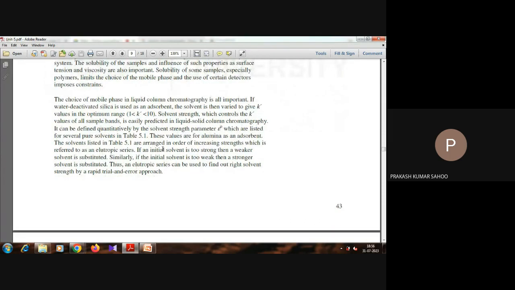The choice of mobile phase in LC is all important. If water-deactivated silica is used as adsorbent, that is the solid phase, the solvent is then varied, giving K prime values in the optimum range, 1 < K prime < 10. That is the K value, the distribution constant. Solvent strength, which controls K prime values of all sample bands, is easily predicted in liquid-solid column chromatography. It can be defined quantitatively by the solvent strength parameter epsilon 0, which is listed for several solvents.